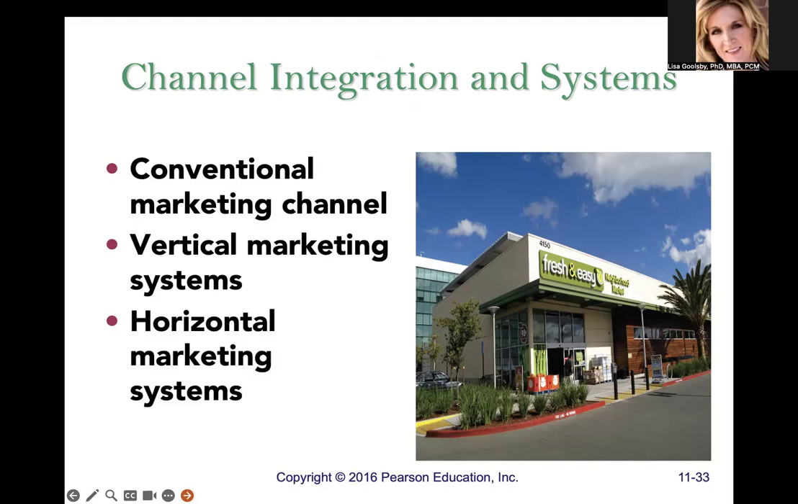We're going to look at a conventional system up at the top there. An example might be Procter and Gamble. Procter and Gamble produces the products. The wholesaler might be McKesson, who sells some of those Procter and Gamble products out to healthcare systems. And then you may have a retailer such as a Walmart or a Kroger who is also selling to the end user consumer. So that would be a conventional marketing channel system.